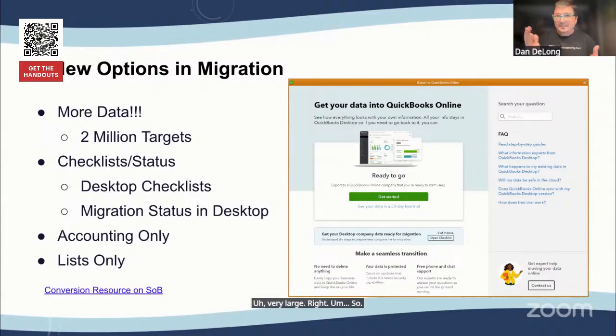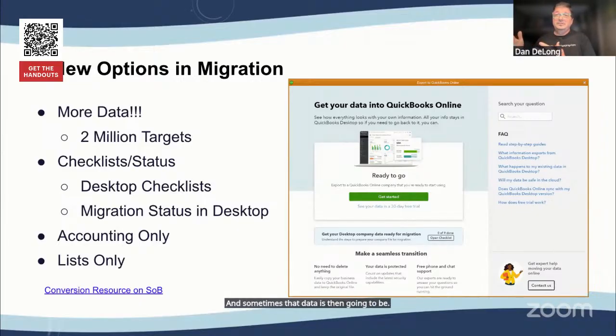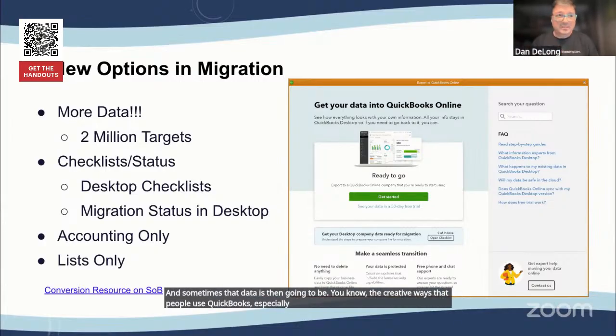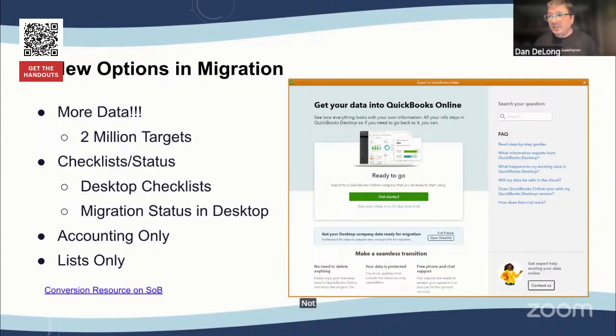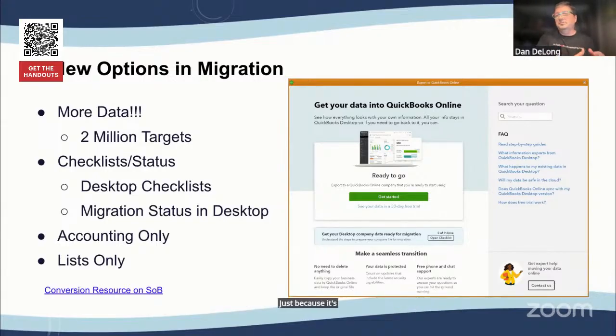So the other side of that coin is, just because it's eligible to come over doesn't mean it was used properly. And sometimes, with the creative ways that people use QuickBooks, especially in QuickBooks Desktop, because you can do a lot of things that you maybe aren't supposed to, those things are going to bubble up to the surface. So take that with a grain of salt. Just because it's eligible to come over doesn't mean it should come over, because it may cause more problems when it actually does come over.